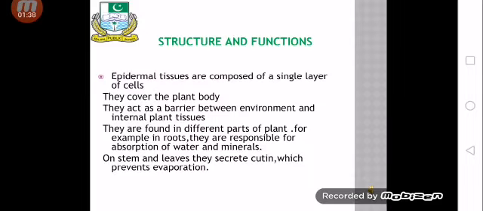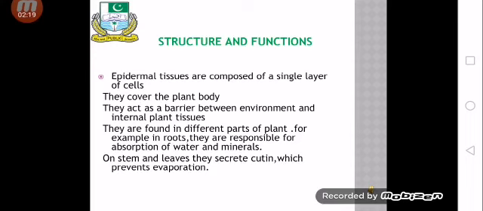Now I will tell you about the structure and function of epidermal tissues. Epidermal tissues are composed of a single layer of cells, meaning these are not found in many layers. There is only a single layer present outside the leaf, outside the stem and outside the roots. So they cover the plant body. Epidermal tissues act as a barrier between the environment and the internal plant tissues. They are found in different parts of the plants, as I already told you: roots, stem and leaves.